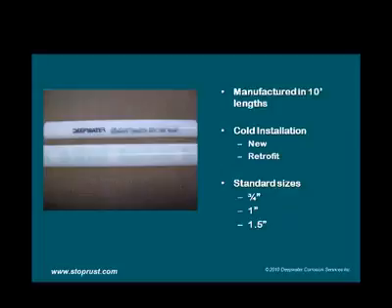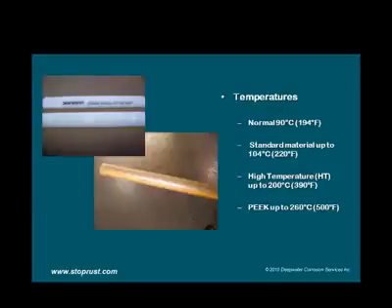It's manufactured in 10-foot lengths. It's a cold installation, no need for hot permits. Standard sizes are 3/4 inch, 1 inch, and 1.5 inch diameter rod. The normal operating temperature of the standard material is 90 degrees Celsius, 194 degrees Fahrenheit. The highest that it can operate at is 104 degrees Celsius, 220 degrees Fahrenheit.